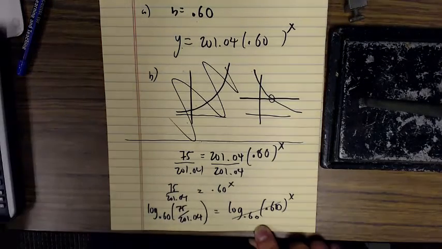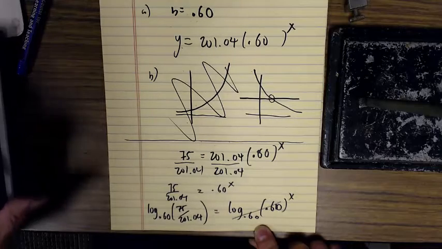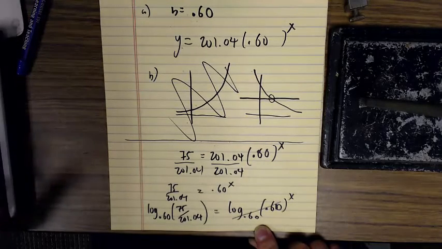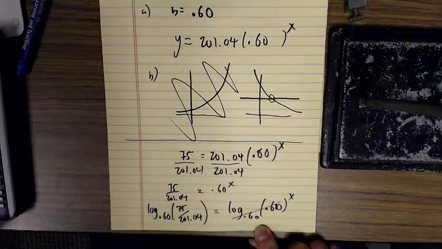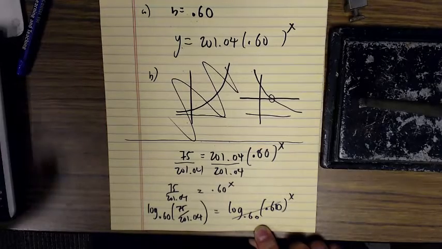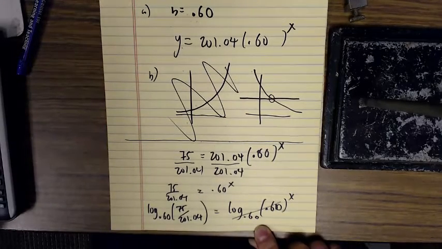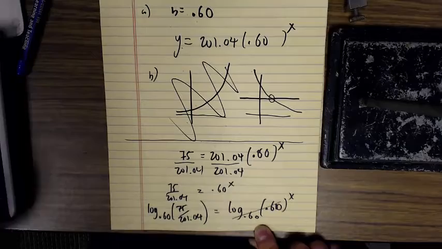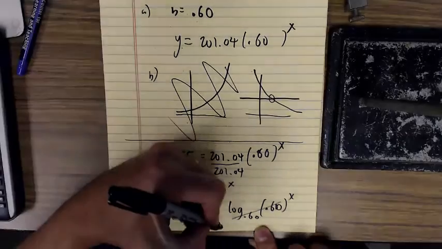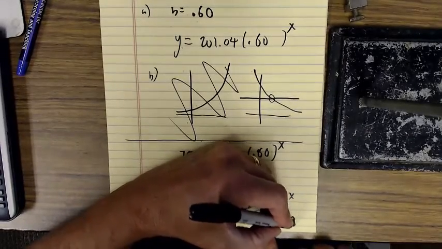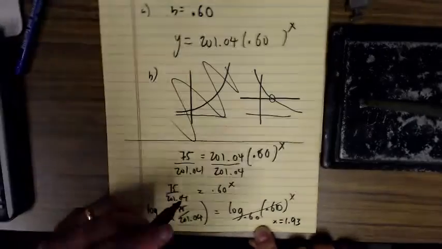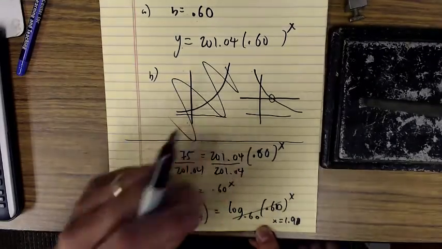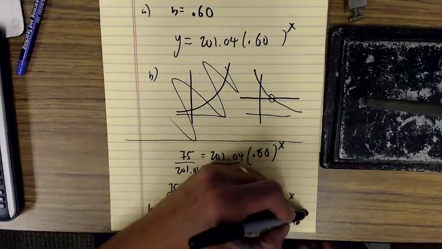So we use our log base function, and we do 0.6, and then we do of 75 divided by 201.04. And we hit enter, and we get x is 1.93 months. Well, we were supposed to round to tenths, so 1.9 months.